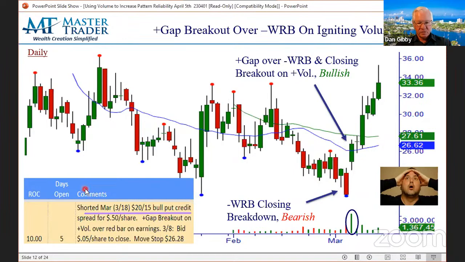We give to our subscribers in Telegram the strategy, the stock, why we're entering it. So this was a bullish gap breakout on volume, today's subject, over a red bar. So there's a shock pattern. And this was an earnings trade. So this was on our morning gap list. Sold it for 50. A couple days later, I said just bid 5 cents. And we made 10% return in 5 days as it moved up.